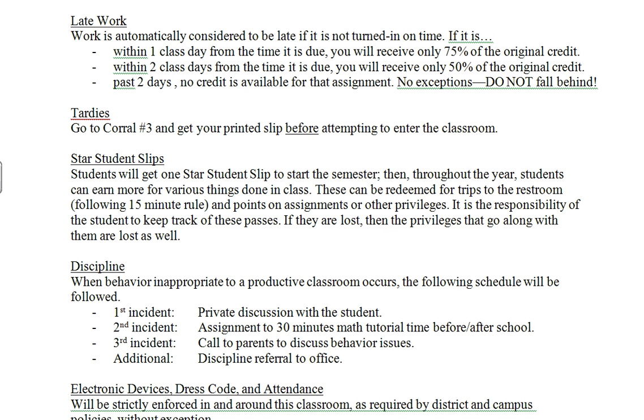Because like I said, the work that we are going to be doing today is based upon the work that we did yesterday. If you did not bother to do yesterday's work, not only are you behind from yesterday, but you're going to cause yourself to be behind today. We got to stay on top of this. If your work is late, but you get it turned in within 2 class days from the time it is due, you're only going to get 50% of the original credit. Past 2 days, I am not going to give you any credit at all.